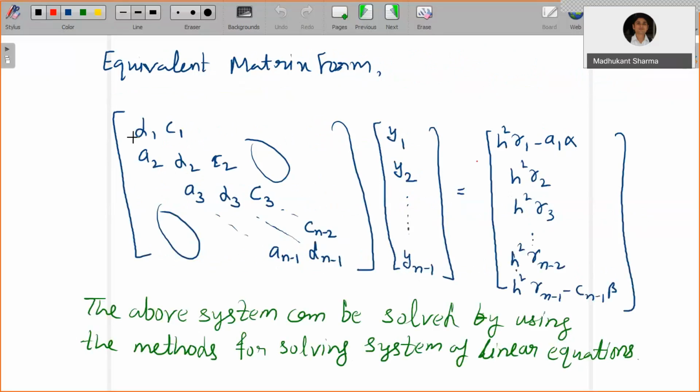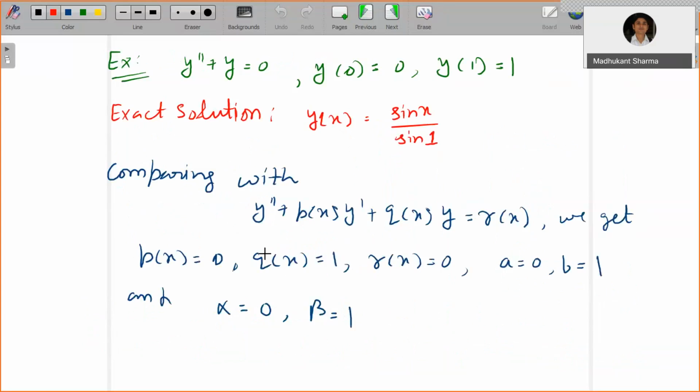Similarly, it will be transformed into a tridiagonal system. You will see this is in the form of a tridiagonal system, which can be solved by using the methods for solving systems of linear equations, which you have. Similarly, the last equation you can also put down carefully in the matrix form. Okay, so now let's take an example here and try to address the problem. Let's take this example.